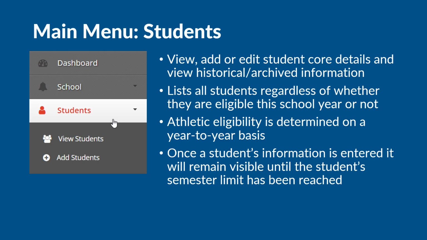The first link there, View Students, lists all students in the portal regardless of whether they are eligible this school year or not. Remember, athletic eligibility is determined on a year-to-year basis. Once a student's information is entered, it will remain visible in the portal until the student's semester limit has been reached.